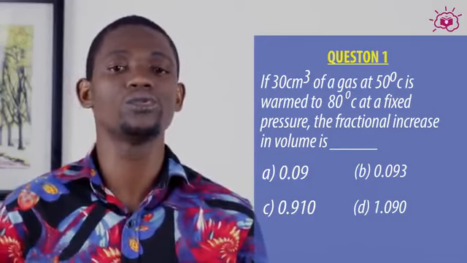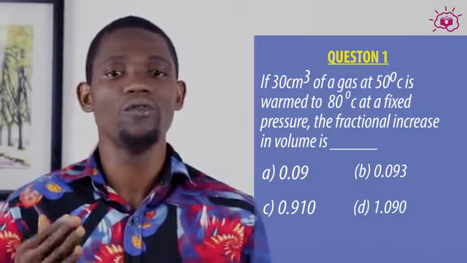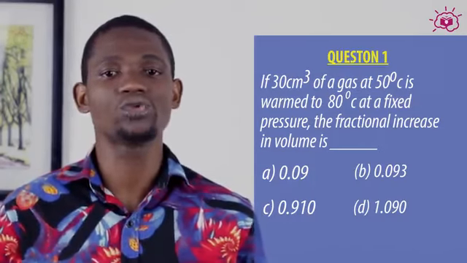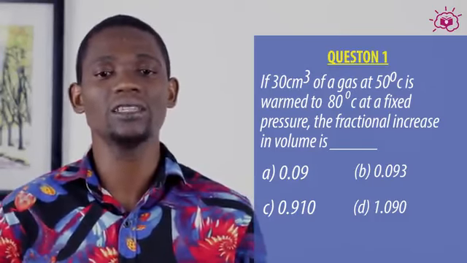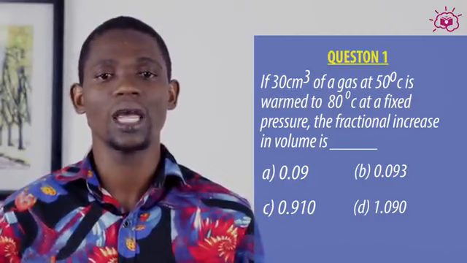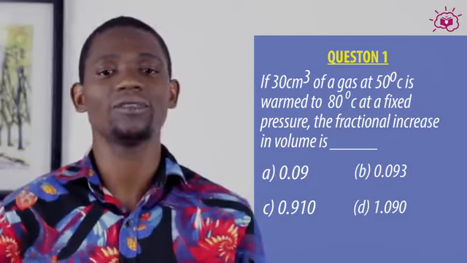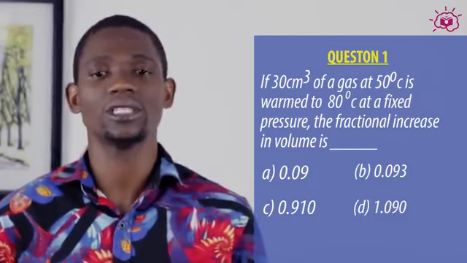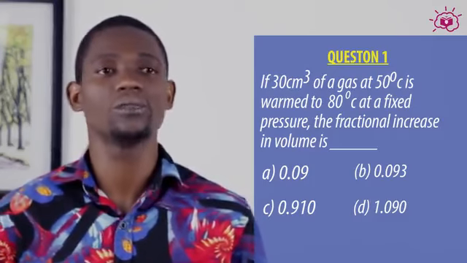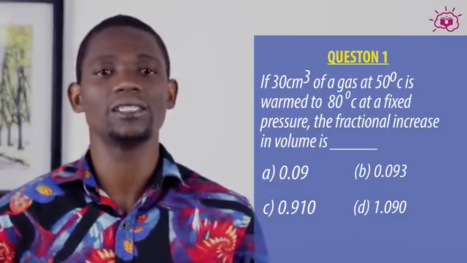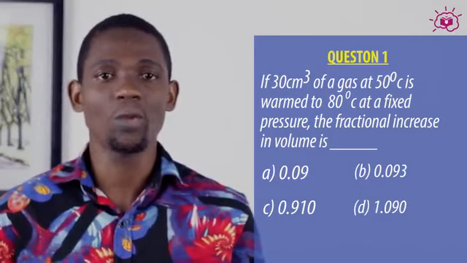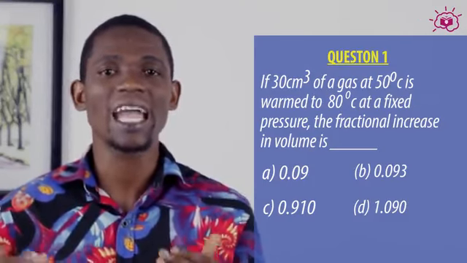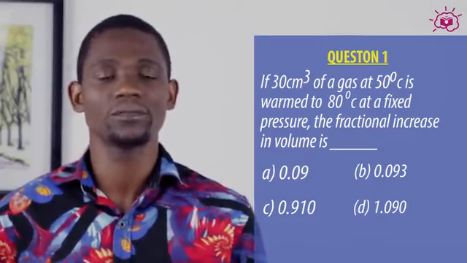So to get V2 now, it becomes V1 times T2 over T1. By substituting the values, V2 will become 30 times 353 divided by 323. And our V2 will be 32.78 centimeter cube. But that's not the end. The question says fractional increase in volume.